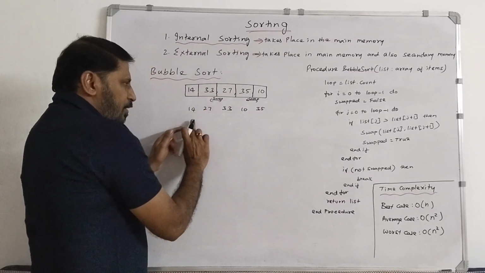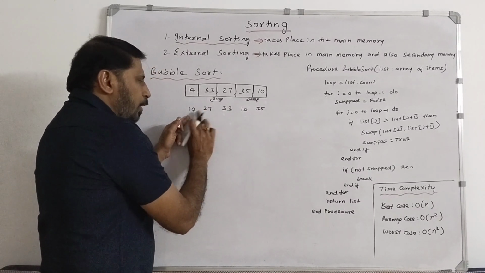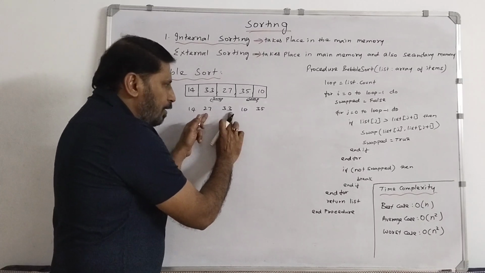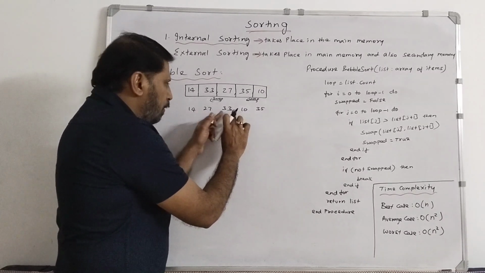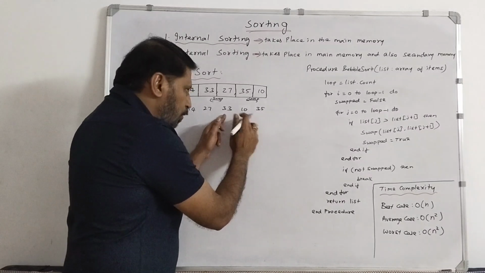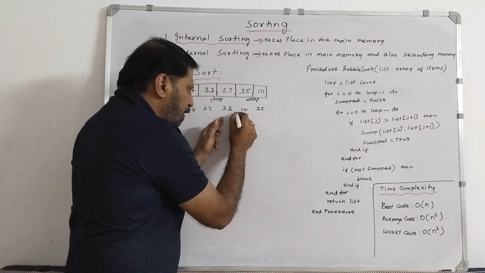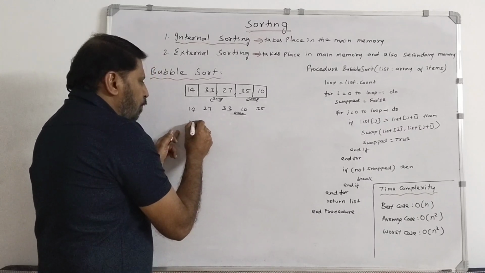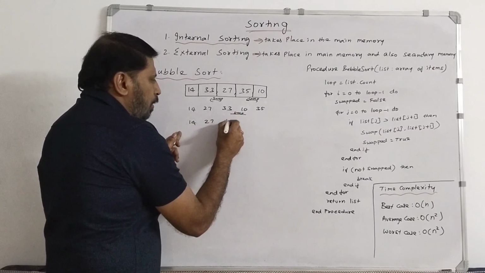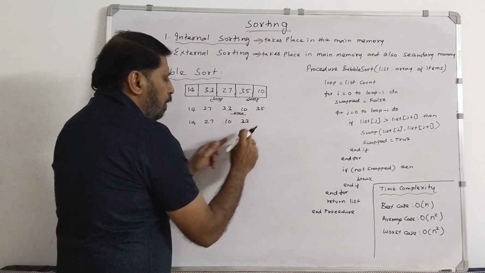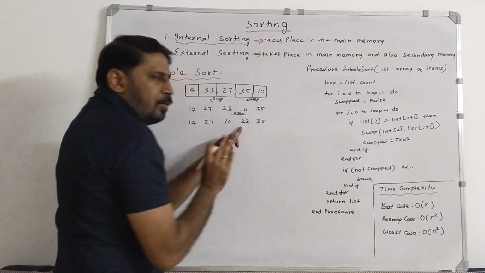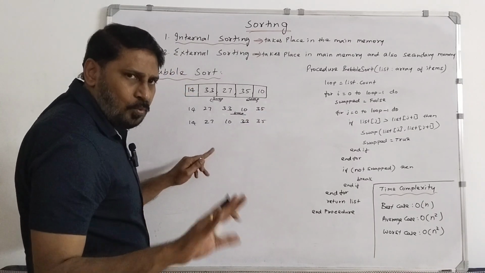In the second iteration, I do the same thing. 14 and 27 are compared, no issue. 27 and 33 are compared, no issue. 33 and 10 are compared, so we have to swap here: 10 and 33. So now it is 14, 27, 10, 33. Then 33 and 35 are compared, already in order. So the second iteration is over.